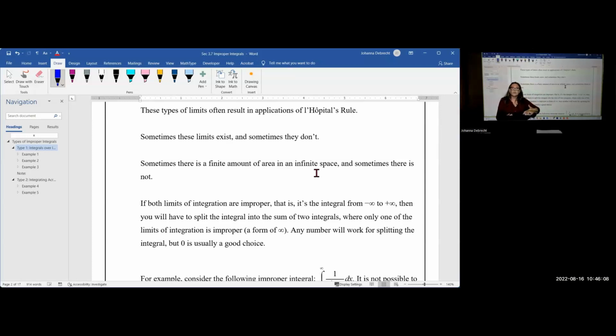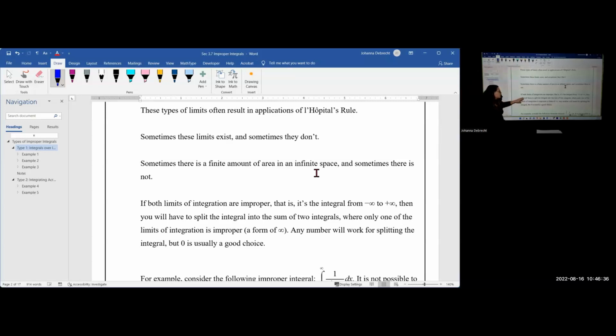And the definite integral is the limit of the Riemann sum. So again, if you don't have a limit, you can't have a definite integral. So really everything comes down to limits. Limits are so important. Keep in mind that these limits may exist and may not. And that may mean that there's a finite amount of space if the limit exists, or if the limit doesn't exist, then we either just can't say, or there's not a finite amount of space.